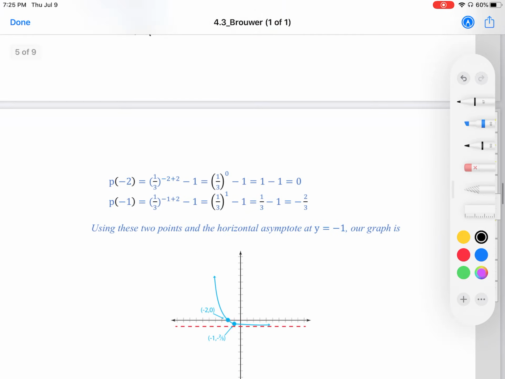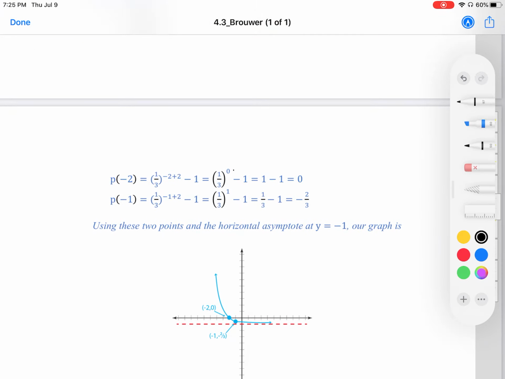All right, so we pick -2. We got our exponent of 0. 1/3 raised to the 0 power is 1. And then we're left with 1 minus 1, which is 0. So far we have the point -2, 0. One more up, we have 1/3 raised to -1 plus 2 power minus 1, which gives us 1/3 raised to the 1 power minus 1, which is 1/3 minus 1, which is -2/3.